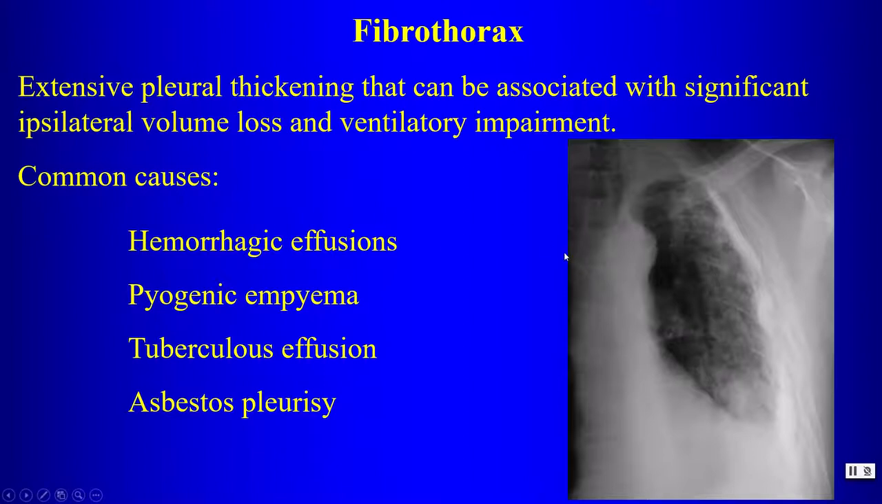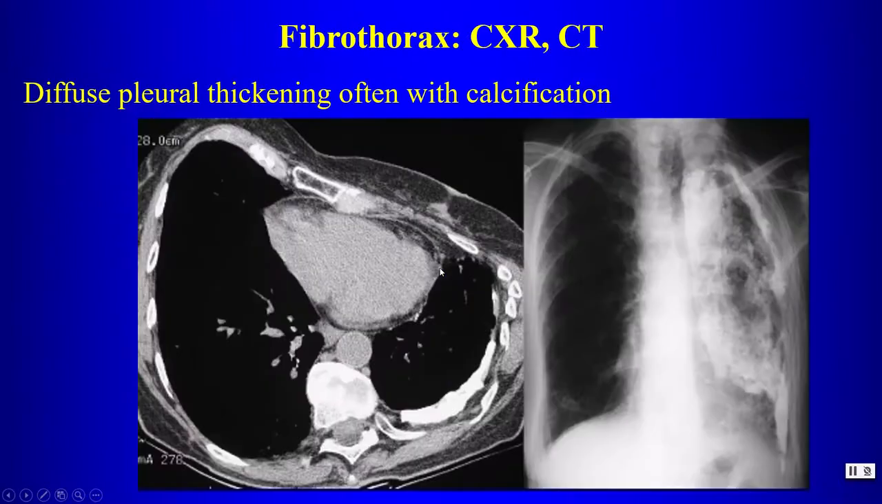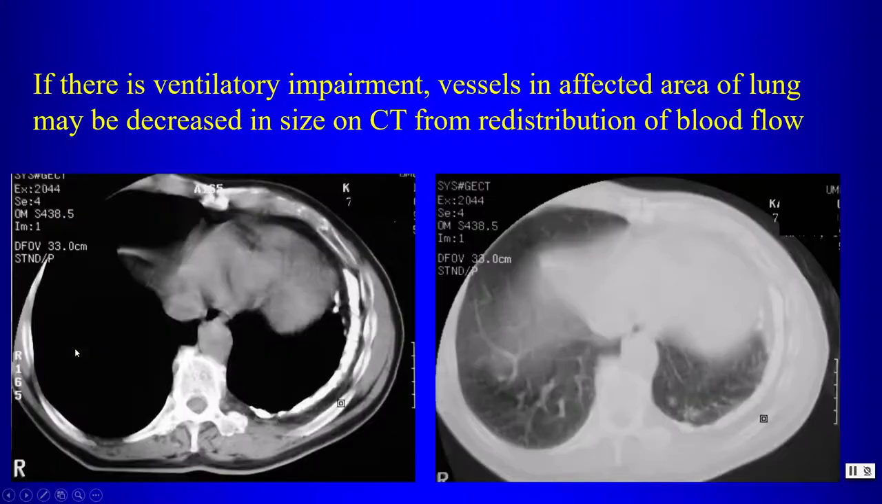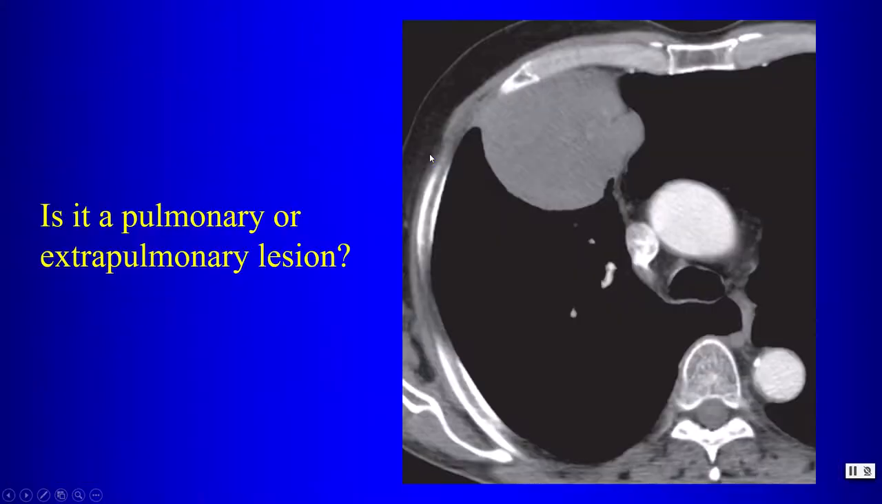All of these can give you fibrotic change within the pleura, thickening, and might also calcify, resulting in fibrothorax. With fibrothorax, we'll have thickened pleura with calcification, and that can actually make the lung smaller on that side and impair ventilation on that side. If there is ventilatory impairment, often the vessels on that side will be decreased in size on the CT from redistribution of blood flow. Here we see extensive pleural calcification and some decrease in volume and a little bit of paucity of vasculature at the left lung base.